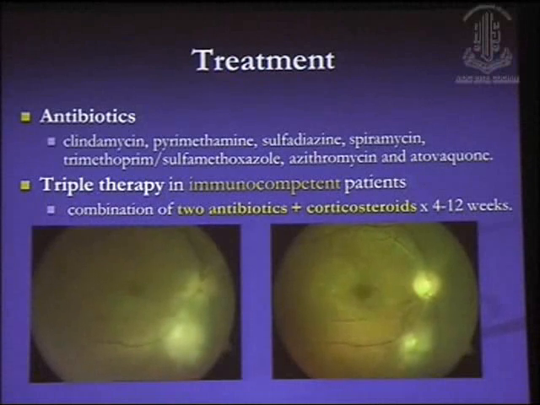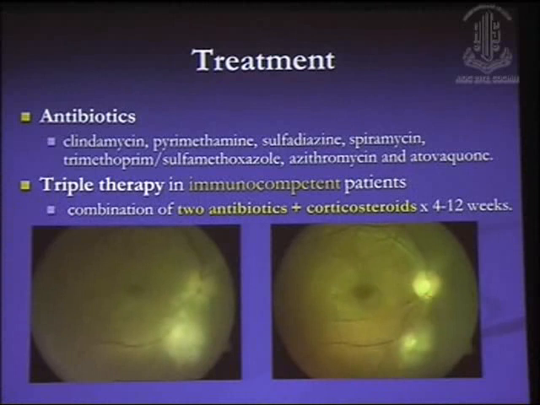Now we have a wide variety of antibiotics to treat toxoplasma infections, and in most immunocompetent patients you need a combination of at least 2 antibiotics along with systemic steroids. Now there's no fixed duration of treatment. Again, it depends on the size of the lesion and the severity of the vitritis and how long it's going to take to heal. So the very minimum seems to be around 4 weeks, but we've had people who are treated up to 6 months.